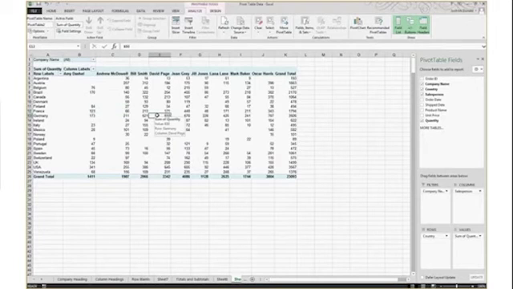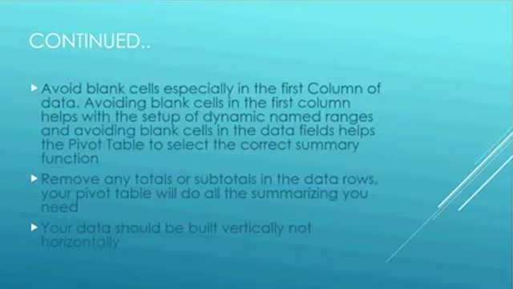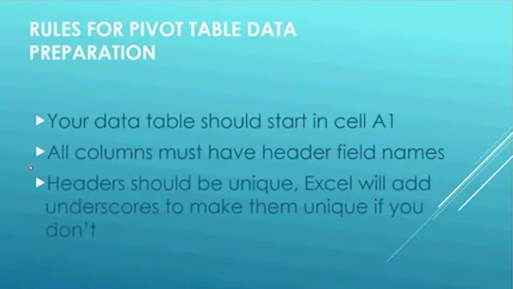Now, those are the basic rules, which we will go over one more time, and how to create a basic pivot table. So I'm going to pull the rules back up here. Last time I'm going to repeat this. Your data should start in cell A1. Doesn't have to, but it should. All columns must have header field names. They must have a name. Headers should be unique, and if they're not, Excel will add underscores to make them unique.